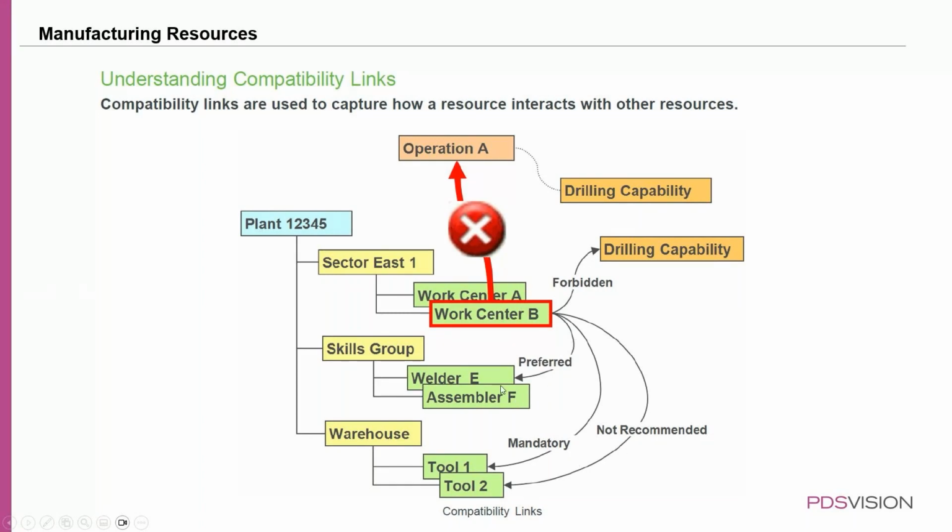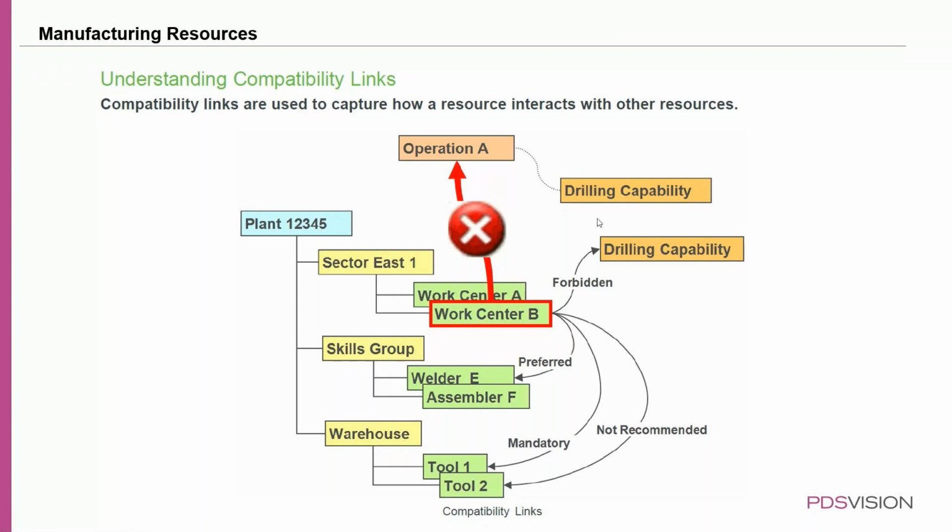So we can have a welder associated with it. We can have this tooling associated with it. And it is not recommended to have tool 2. But even more important is that work center B does not have drilling capability.